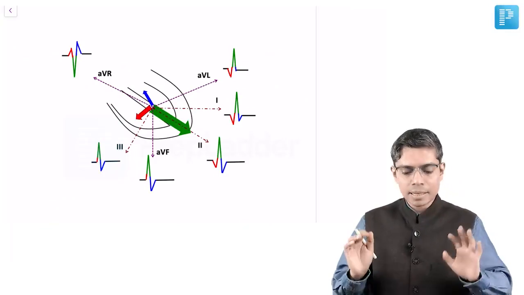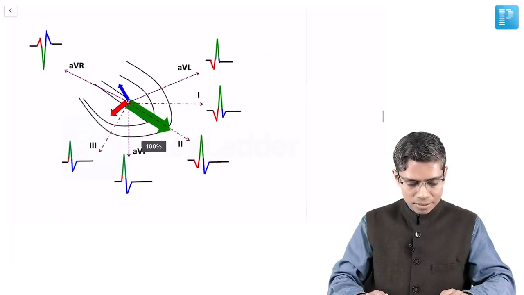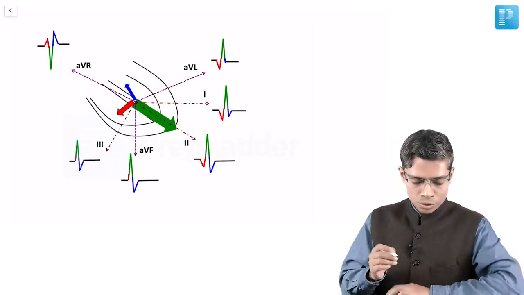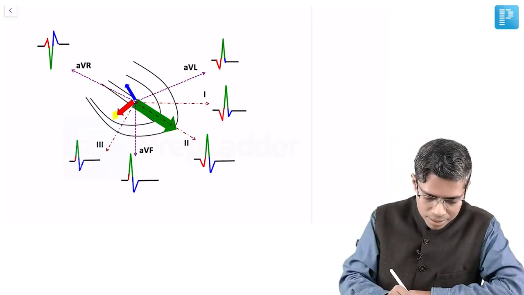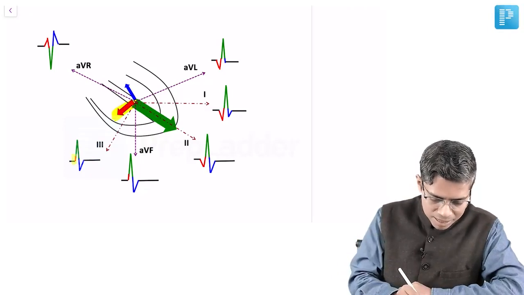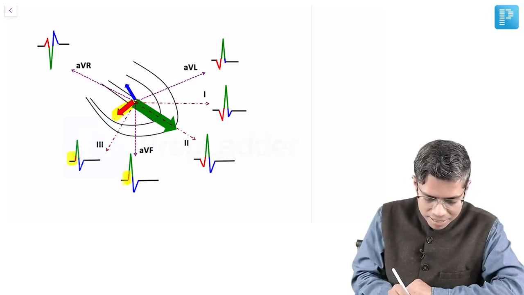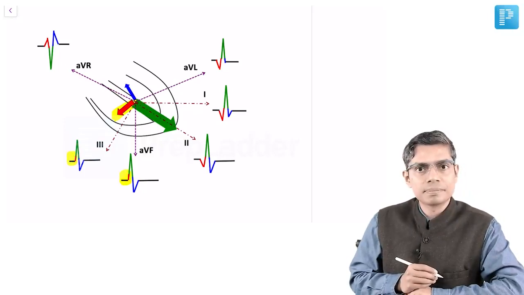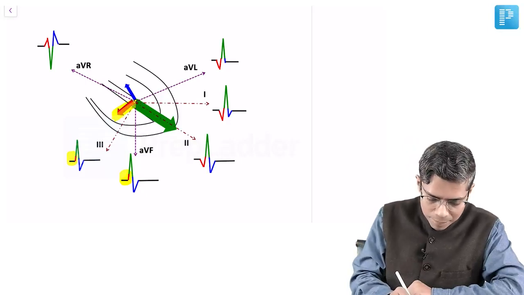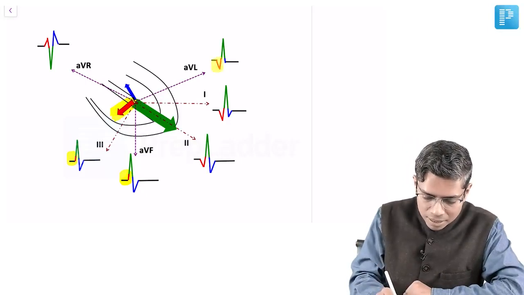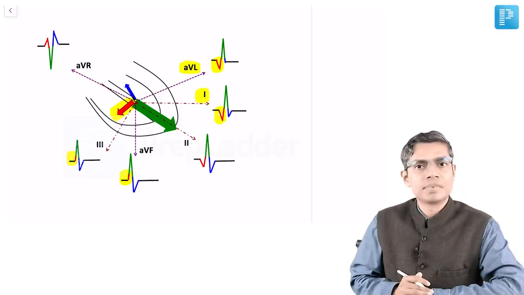Now you again come back here. This is the diagram that we have discussed earlier. Red color means this is the initial vector. For this initial vector I am getting a positive recording in lead 3 and lead AVF, and for the same red color vector I am getting a negative in AVL and lead 1, right?